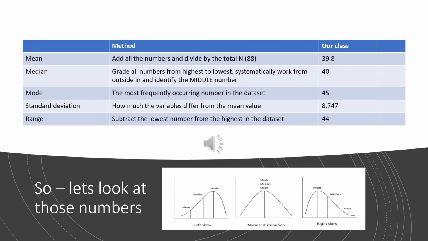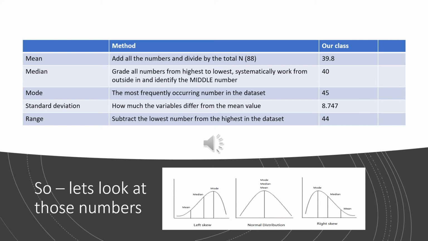Now you can have two figures for mode. You could have different results because you may well get two numbers that occur most frequently in the data set at the same sort of levels. However, what the mode does, it gives us an idea about where the most frequently occurring number is in the data set.